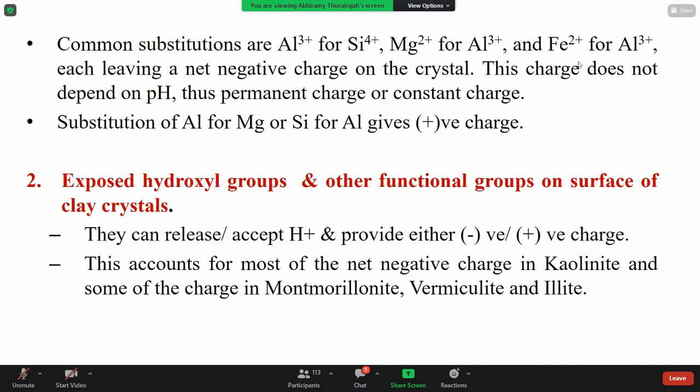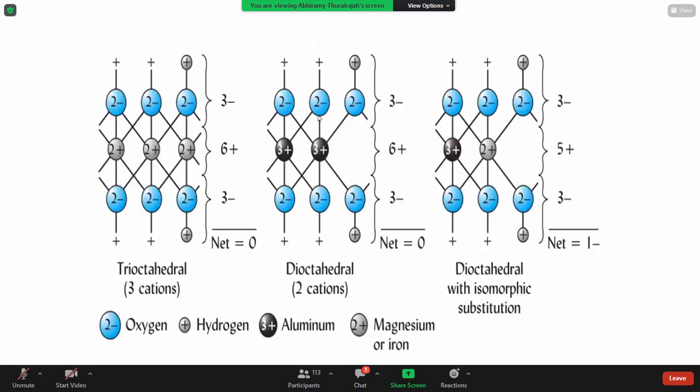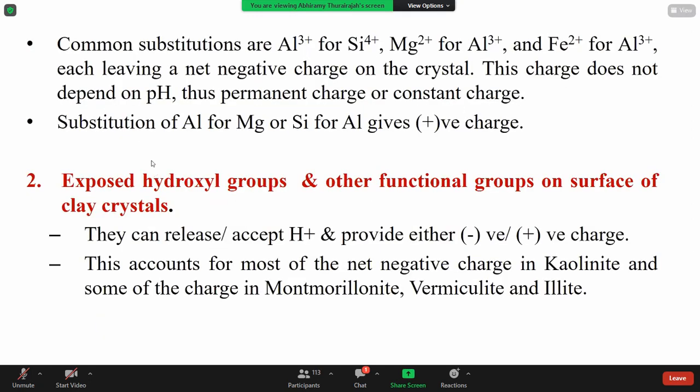Silicon and aluminum have the higher charges compared to the aluminum in the silicon. And if we replace the aluminum by the magnesium, or if we replace the aluminum by the iron, it will create the net negative charge. Understand that? Yes, ma'am. This is an example for that. Right? So this charge does not depend on the pH.